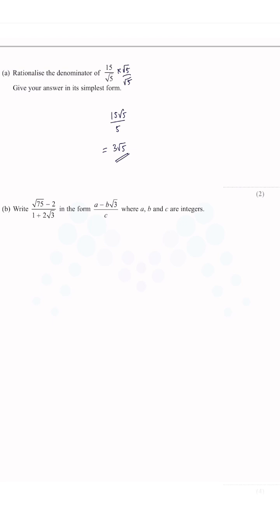For the second one, of course, root 75 minus 2. The first thing I'm doing is I'm going to find what root of 75 is. That's the same as root of 25 times by root of 3, and that gives you 5 root 3. So it becomes 5 root 3 minus 2 over 1 plus 2 root 3. Now, when I'm rationalizing, when I have this kind of bracket, I have to change the sign of this one over here. If it's a plus, it becomes a minus, and that's what I times the top and the bottom by. And if it was a minus, it becomes a plus.